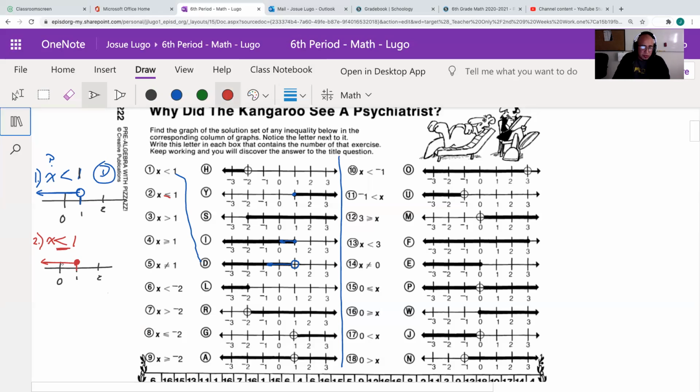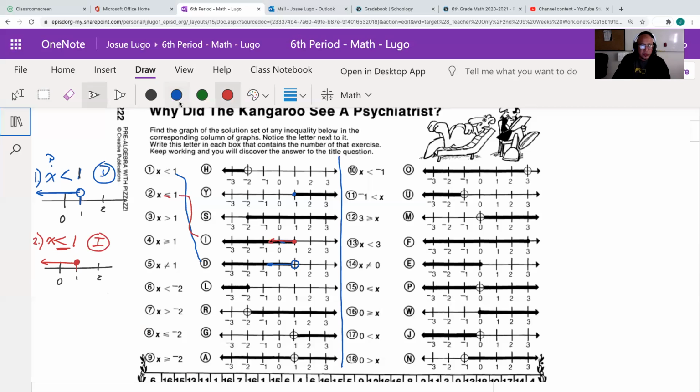All right, so for number 2, very similar, except that while it's also shaded to the left, we want a closed circle because x can also be equal to 1. So here we see that I has a closed circle. The number 1 is shaded in, and it's going to the left. Therefore, the answer to number 2 is I. So I am going to write the letter I right here.